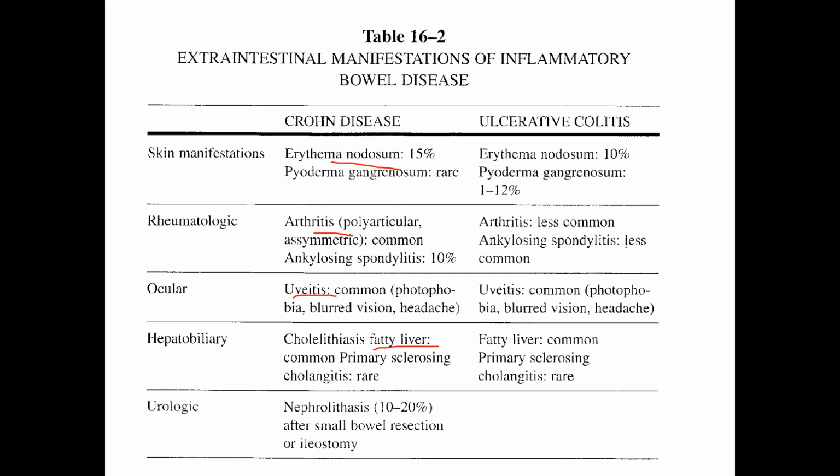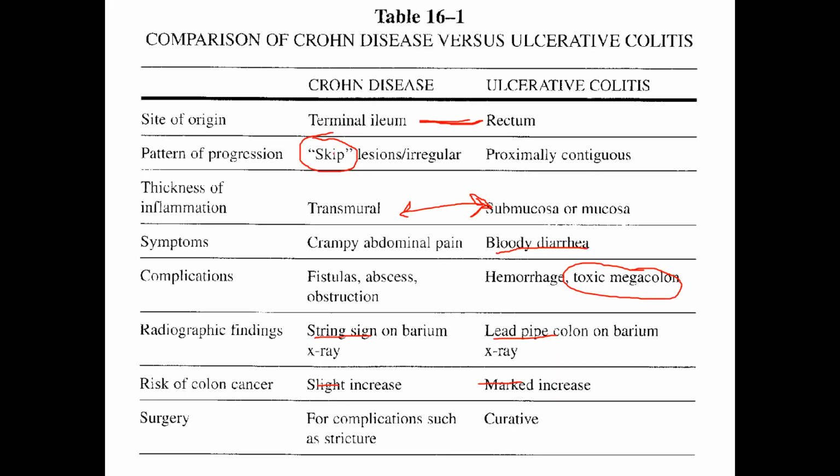But for differentiation purposes, I think if you know skip lesions, string sign, and lead pipe, and you associate bloody diarrhea a little more with UC, that should get you through most of your IBD differentiation questions. But that will probably be on your test in some way, shape, or form. It's just too good to not.